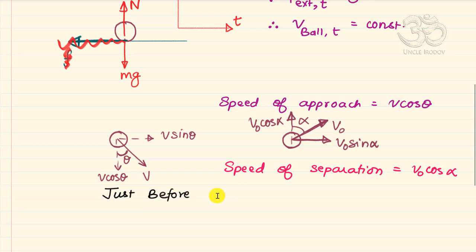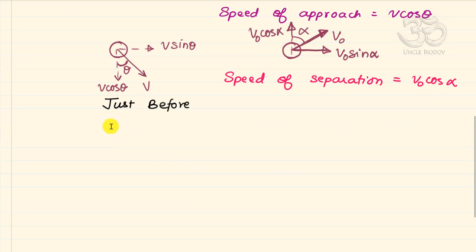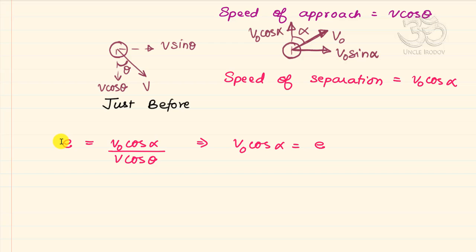And then if I want to use e, I will have to use e along the normal axis, and one of the equations that I can frame is e is equal to V0 cos alpha divided by V cos theta. It implies that V0 cos alpha is e V cos theta, and this will be, let's say, our equation number 1.